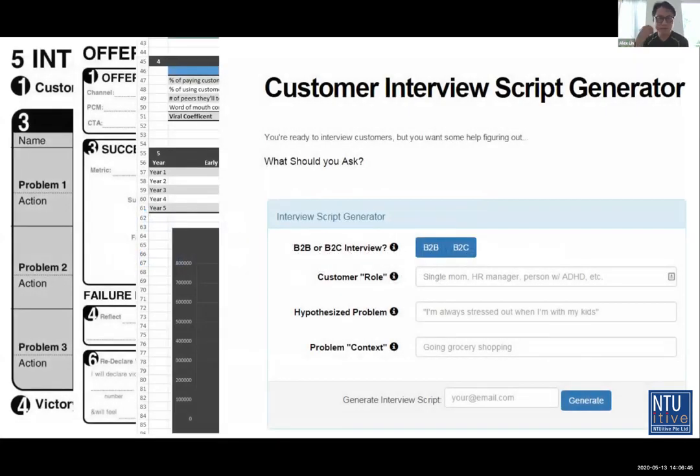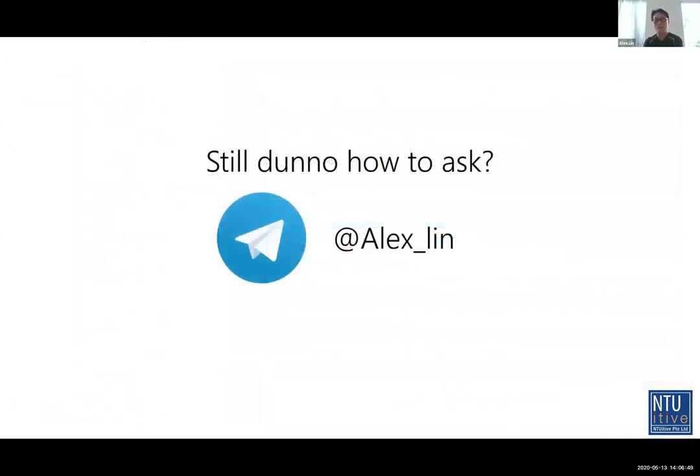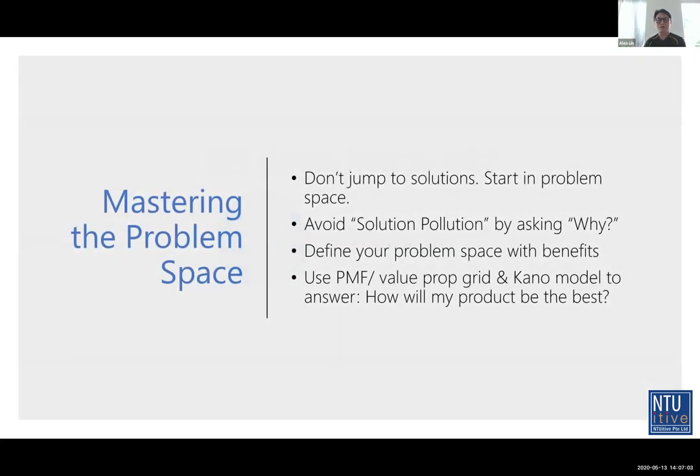There's software that can generate a customer script, which you can play. A lot of the time, most people say, I don't know how to ask. The very first person you can ask is me. I will ask you sufficient questions that you begin to understand how to ask questions.